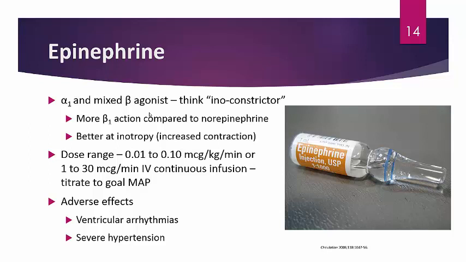So I like to think about this drug in terms of contracting the heart more, but it does still vasoconstrict. Its dosage range is listed here. Again, you want to titrate this one to goal MAP, ideally greater than 65. And your adverse effects from this drug, because you activate the beta-1 receptor, are ventricular arrhythmias as well as severe hypertension as a result of activating alpha-1 receptors.